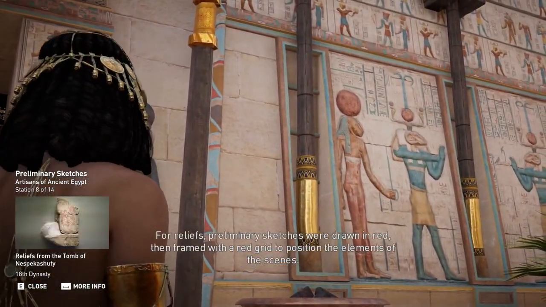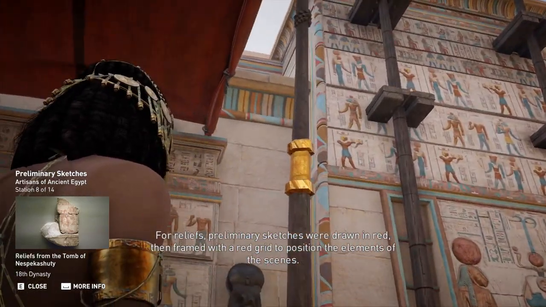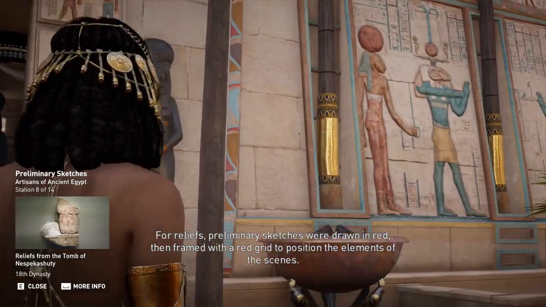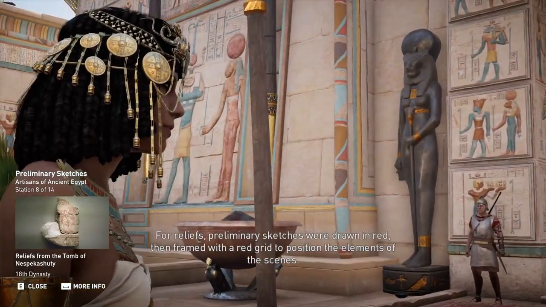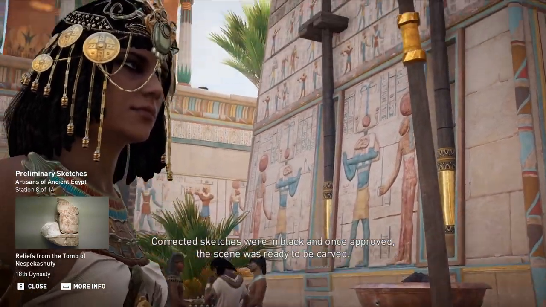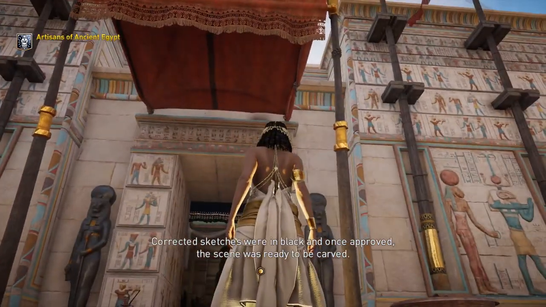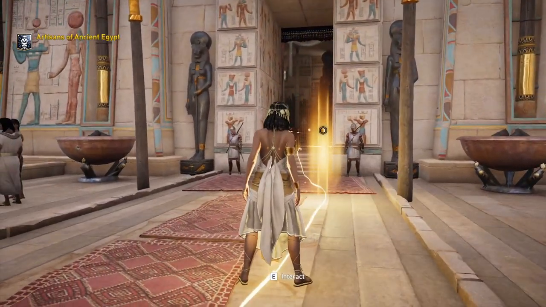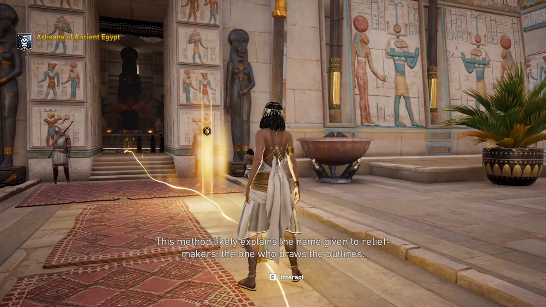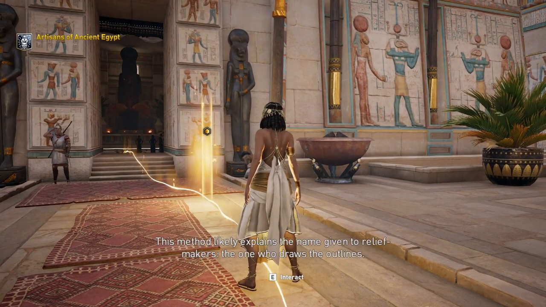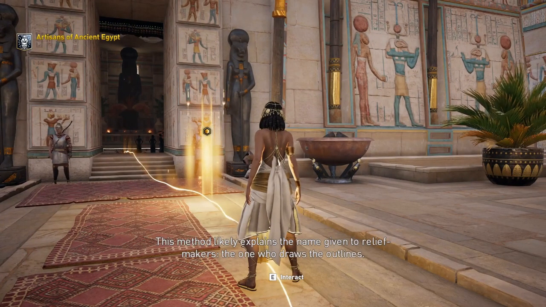For reliefs, preliminary sketches were drawn in red, then framed with a red grid to position the elements of the scenes. Corrected sketches were in black, and once approved, the scene was ready to be carved. This method likely explains the name given to relief makers, the one who draws the outlines.